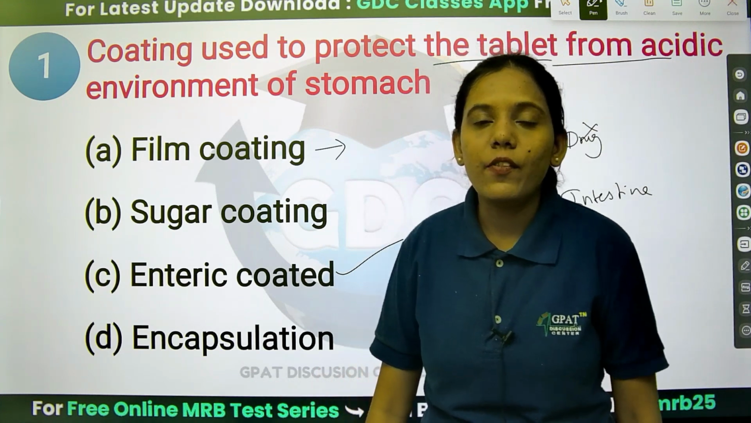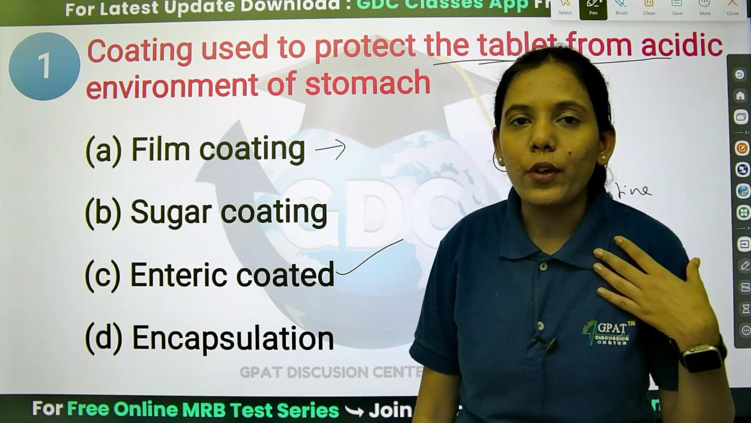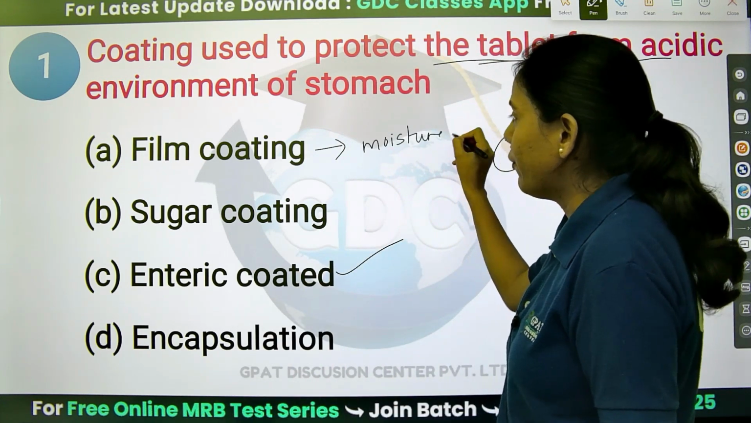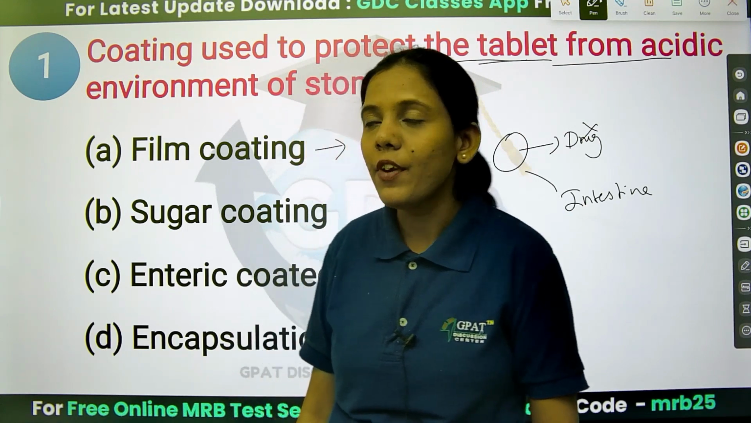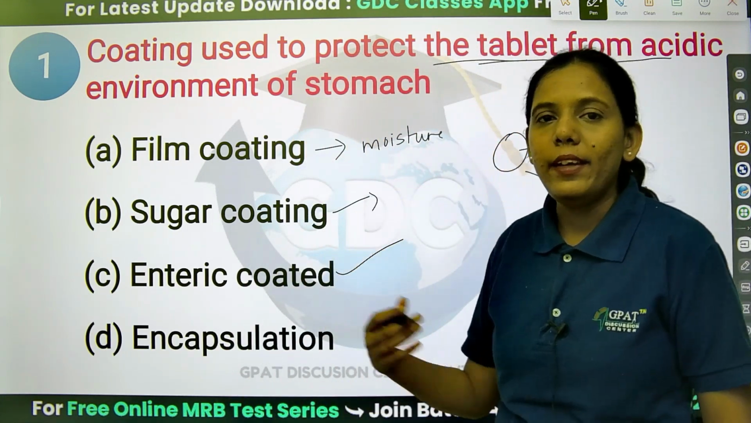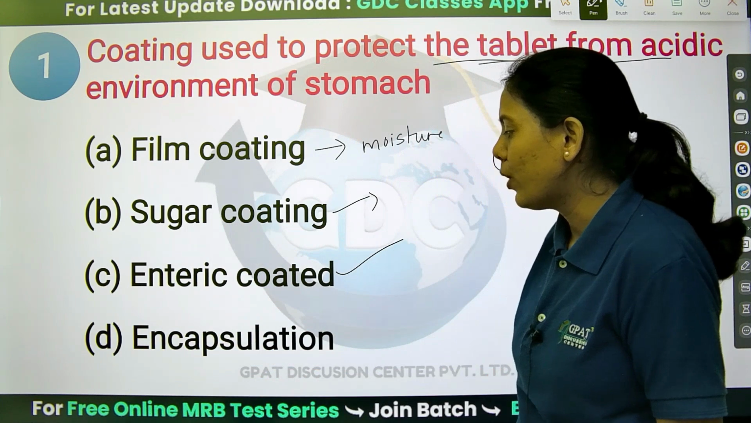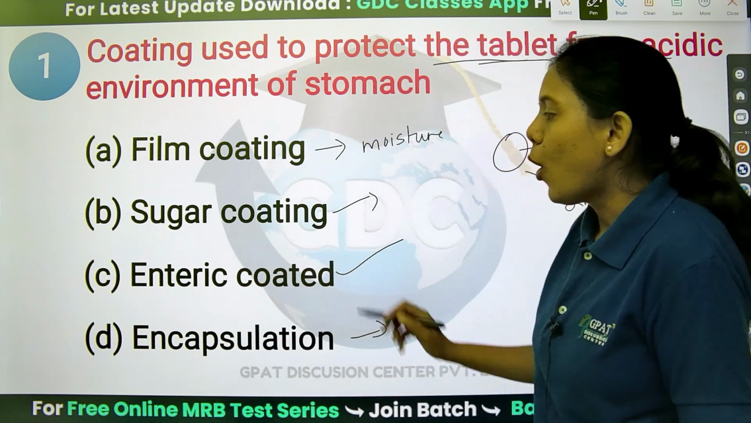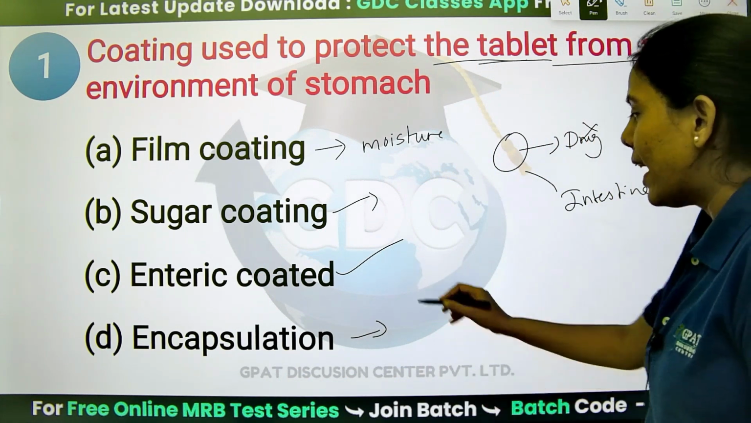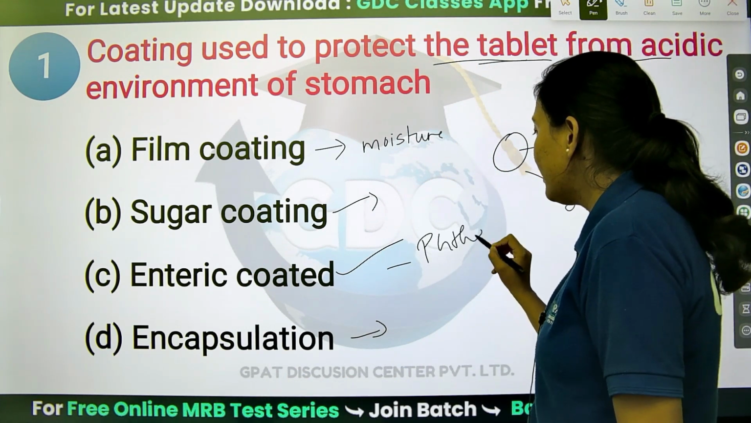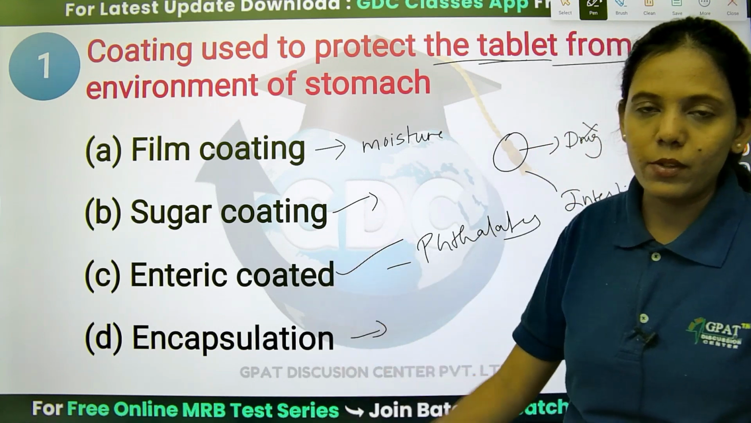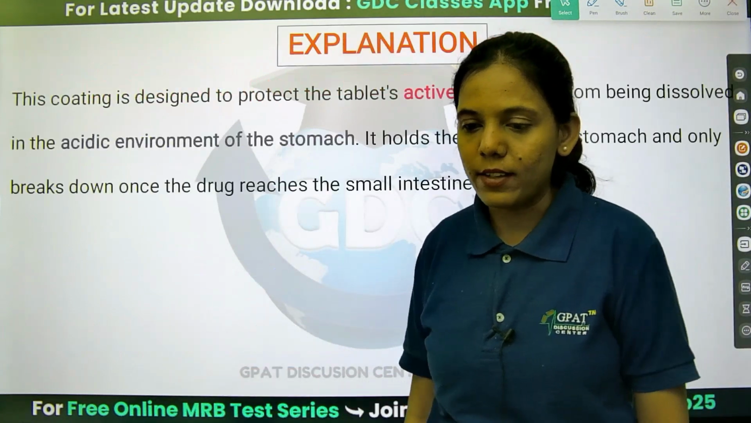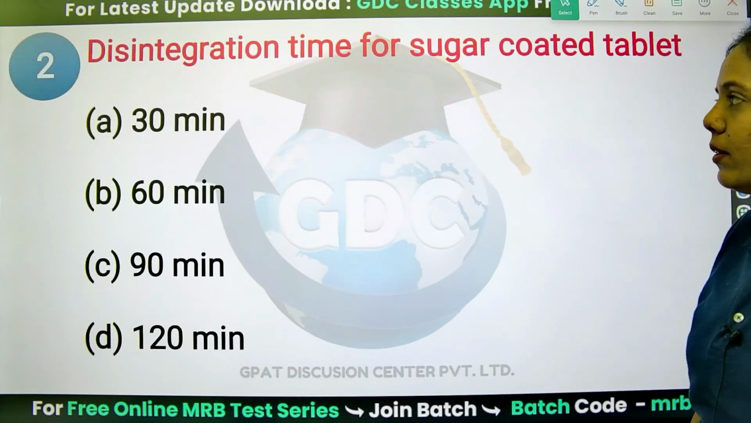Film coating, we give when we want to protect a moisture sensitive drug from the environmental condition. For example, if the drug is susceptible to moisture, we will give film coating. Sugar coating, for example, for any bitter drug, we are giving sugar coating. Encapsulation we are doing for sustained release or the controlled release. Okay. So option C, that is enteric coated polymer, and generally we are using phthalates. Phthalates are the enteric coating polymers. Remember this. So option C, enteric coated, is the right answer. Okay. Let's see the next question.